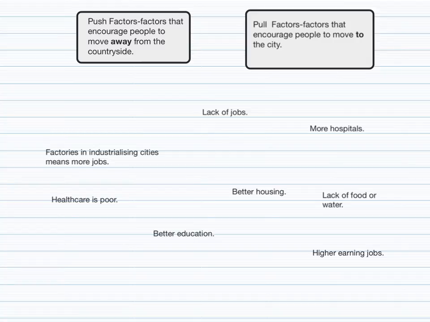For LEDC countries where this is happening right now, the key thing is that there's been a decline in farming. With more mechanisation, there are less people needed on the farms. This happened in UK and European countries during the Victorian era, where we had the Industrial Revolution, but it's happening now in the LEDC countries. And they're opening up big factories in the cities, which means there's more jobs for them. So the factories in industrialising cities will mean that there are more jobs.